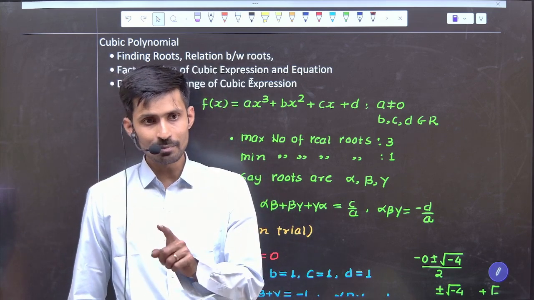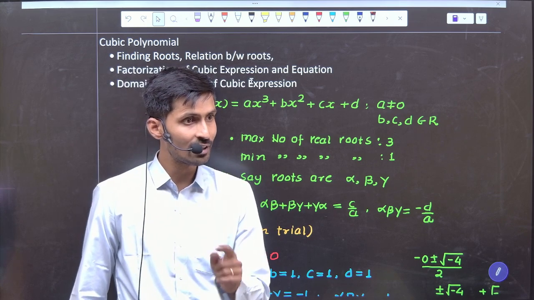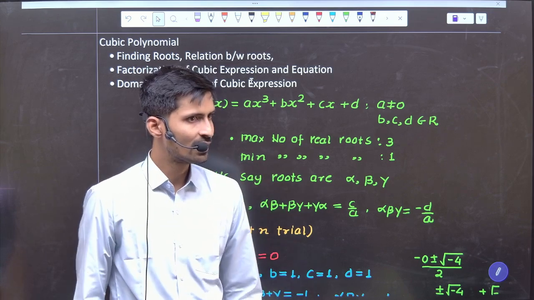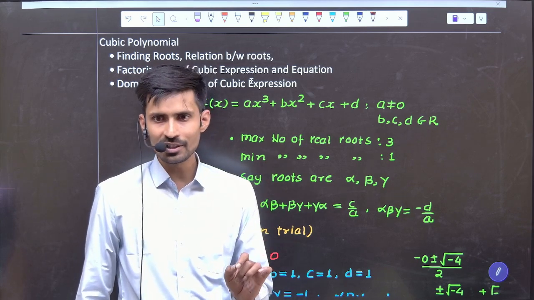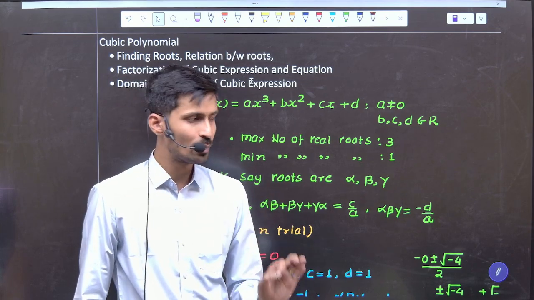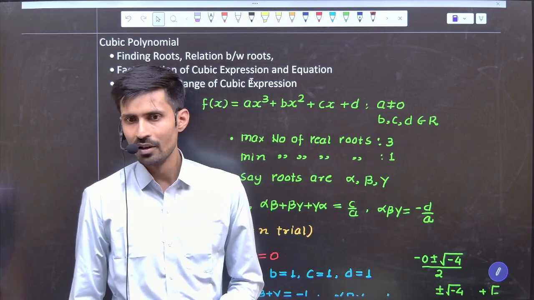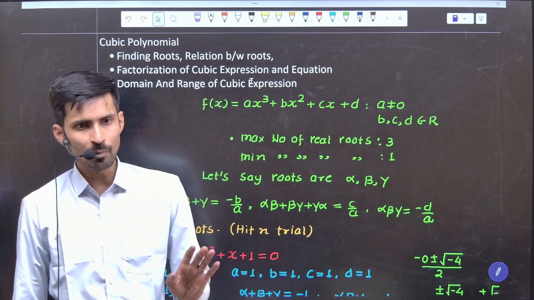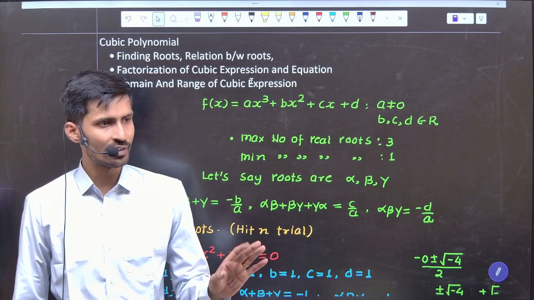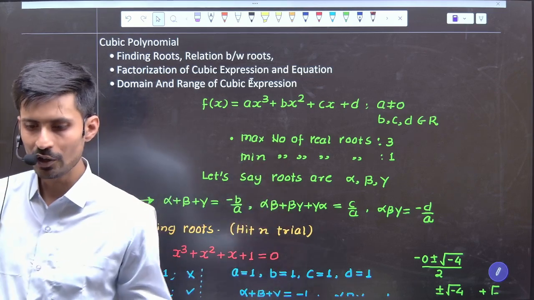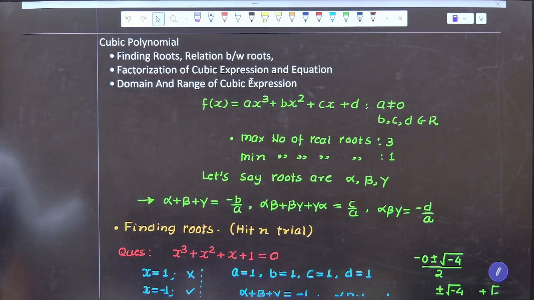This range of minus infinity to infinity will be there when the domain is minus infinity to infinity. Write down one more point: range of a cubic polynomial is minus infinity to infinity when the domain of the cubic polynomial is minus infinity to infinity, or simply write, when domain is minus infinity to infinity.